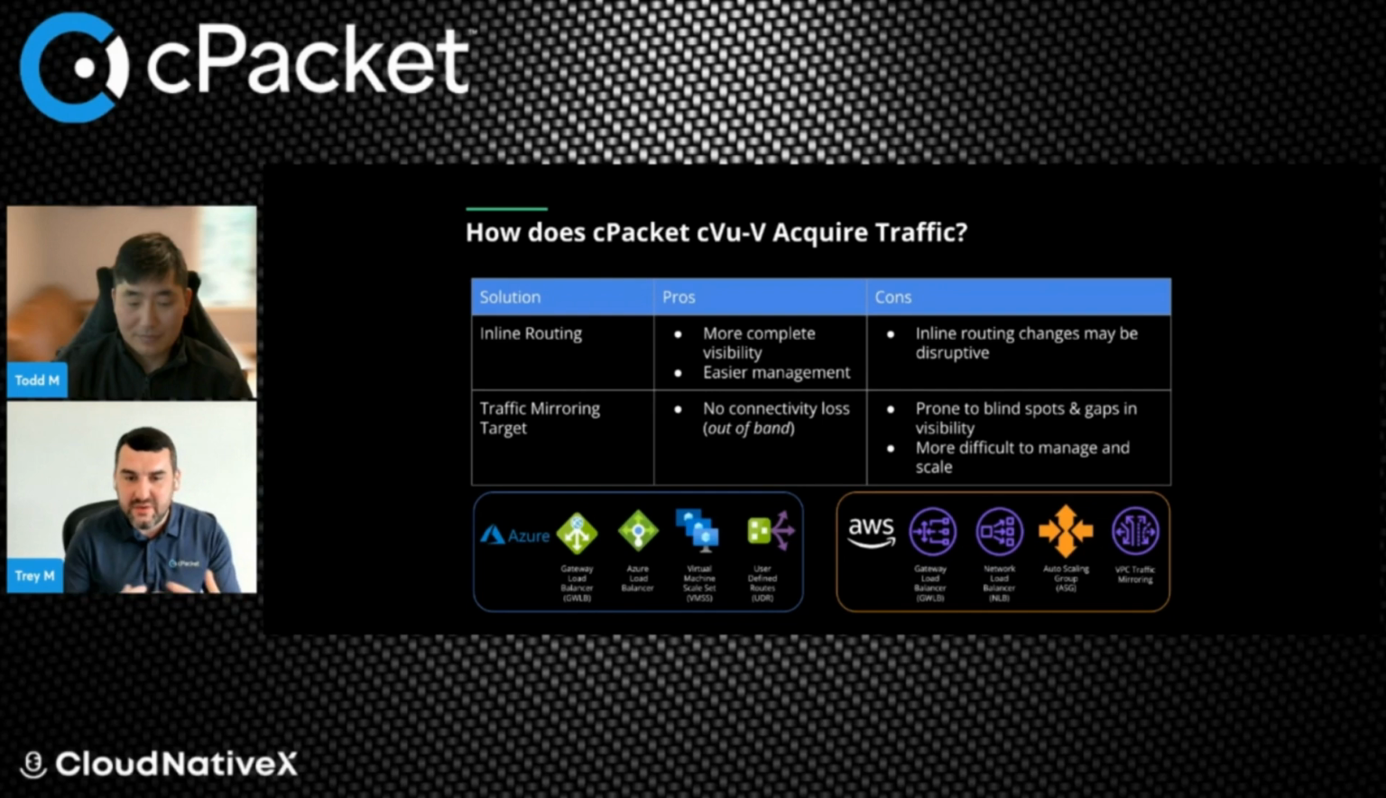And then also we support user-defined routes, which is, again, how we are manipulating the routes to point to our virtual packet brokers as the next hop in the data path. And then on the AWS side, again, we do support the Gateway Load Balancer. We also support network load balancers, depending on what you already have in your production infrastructure. We also support auto-scaling groups for high availability and resiliency. And again, we do support VPC traffic mirroring.